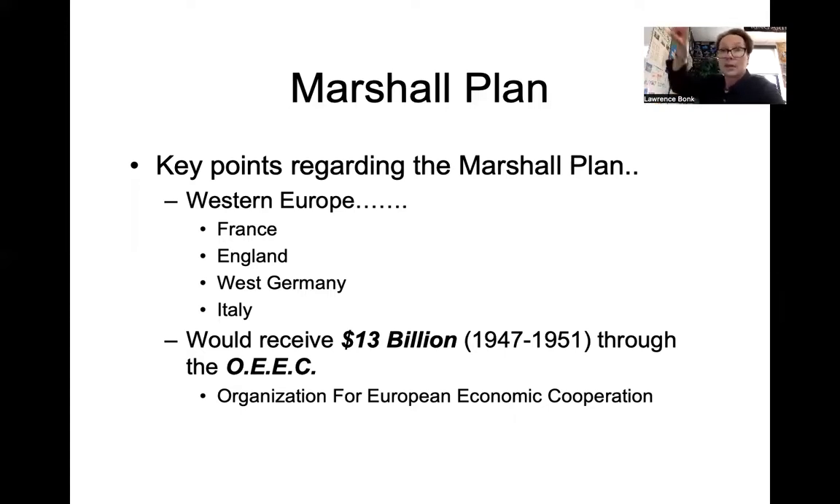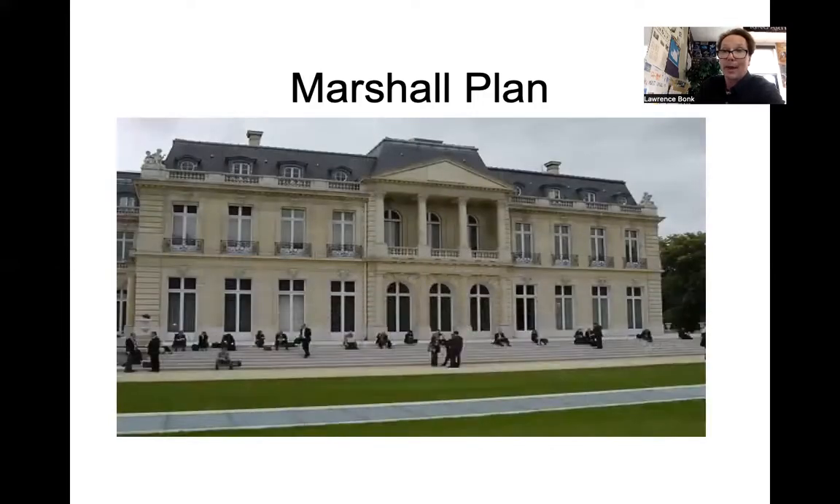And all the other countries in Eastern Europe, Poland, Czechoslovakia, Hungary, Romania, and East Germany, because remember, Germany was split in half, all of them are going to basically deny the opportunity of taking advantage of the Marshall Plan.